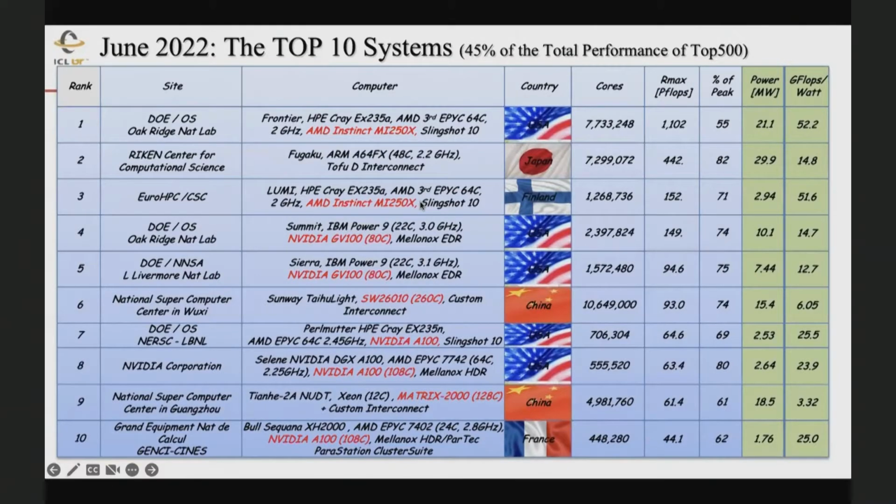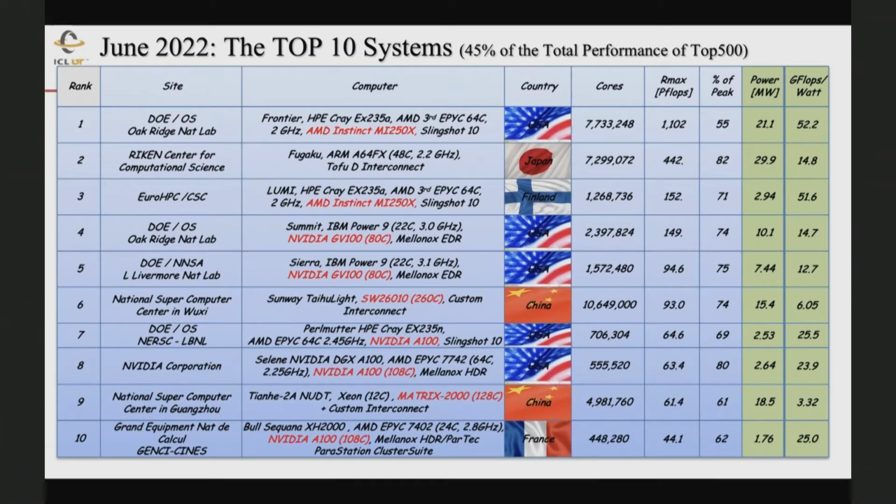So this is a list of the top 10 machines today. Again, the machine at Oak Ridge, the Frontier machine, is number 1. It's based on AMD parts. It has an AMD CPU and an AMD GPU. It uses a Cray interconnect called Slingshot. The total number of cores is 7.7 million. It ran at 1.1 exaflops, and that was 55% of the theoretical peak performance.